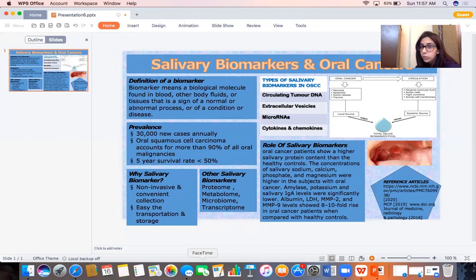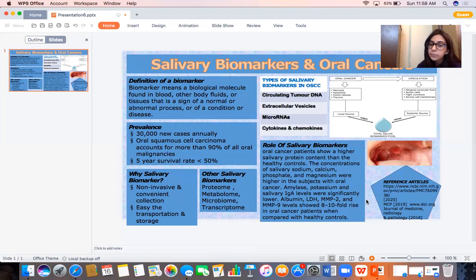We also know that salivary IgA, amylase, and potassium levels are usually significantly lowered in oral cancer, whereas calcium, magnesium, phosphate, and sodium levels are higher. This can be studied and verified by studying the population through collection of saliva.